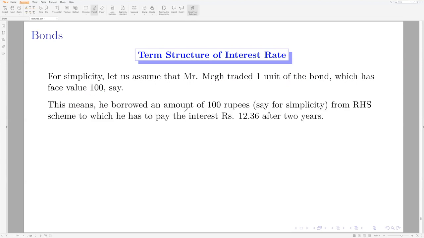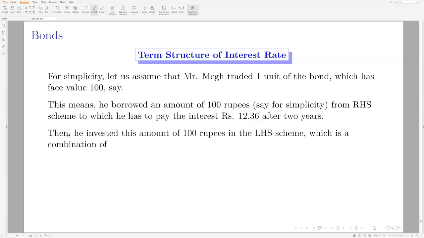So this means he borrowed an amount of 100 rupees, and the right hand side scheme was coming with 6% interest for 2 years. So therefore, he has to pay it back. After 2 years, he has to pay back an amount of 112 rupees 36 paise. Remember this, he has to pay after 2 years 112 rupees 36 paise. That is the liability he has for the right hand side scheme because he shorted it. Today he got 100, but after 2 years he has to pay 100 plus this interest.